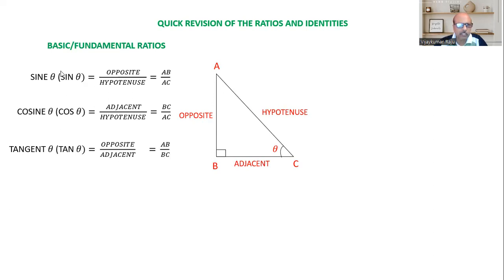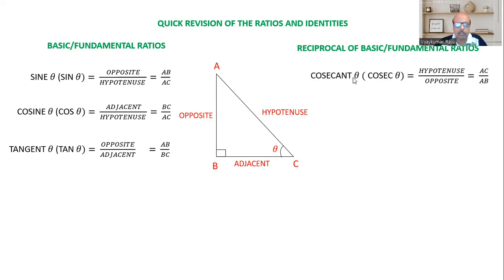Now we take the reciprocals of these basic ratios. The reciprocal of sine is cosecant, usually written as cosec theta. Cosecant is hypotenuse upon opposite. Hypotenuse is AC, opposite is AB, so AC upon AB. Now you see this: sine is AB upon AC, and this is AC upon AB. So cosec is the reciprocal of sine.